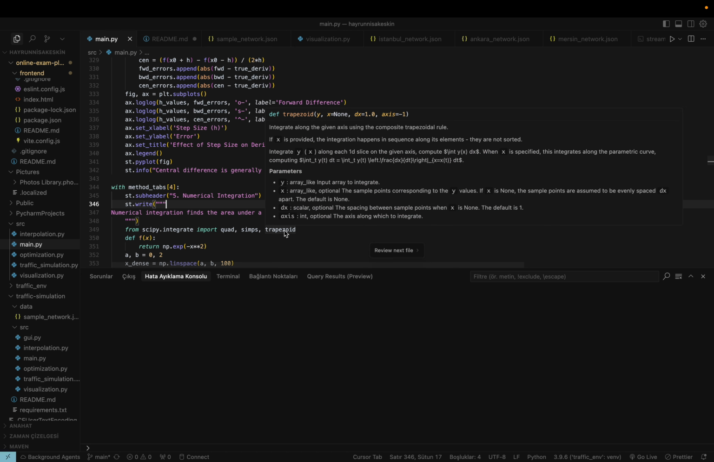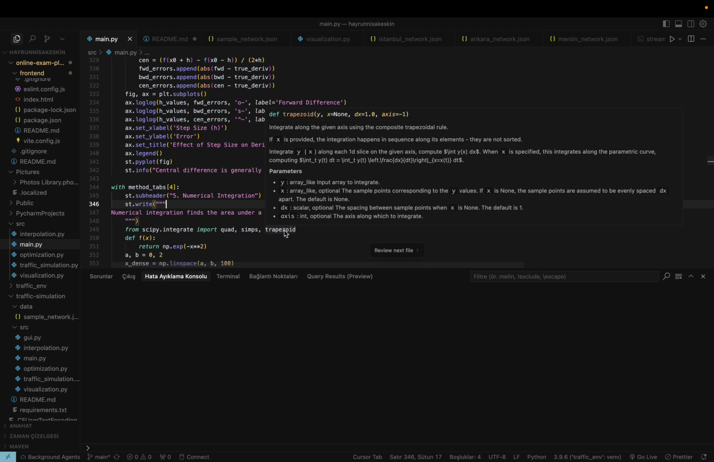In trapezoid, integrate along the given axis using the composite trapezoid rule. If x is provided, the integration happens sequentially along its elements. They are not sorted. Integrate y plus x along each one-dimensional slice on the given axis. Compute the integral of y and x, dx, when x is specified. This integrates along the parametric curve. Parameters: y, array-like, the input array to integrate, and x, array-like, optional, the sample points corresponding to the y values.